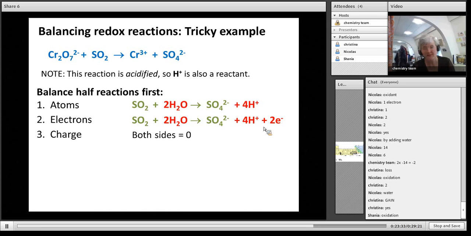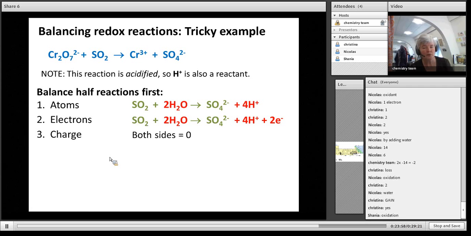Well done. That is an oxidation. Because remember, an oxidation is loss of electrons. So the reaction is showing a loss of electrons. SO2 is, of course, the reductant, because it's causing the other one, the dichromate, to gain electrons. Okay, so we've done the half reactions.